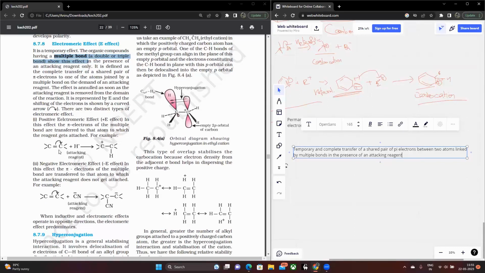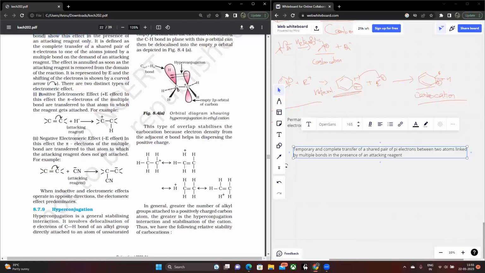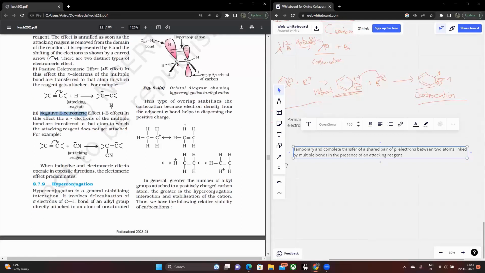If the transfer is to the atom to which the attacking reagent gets attached, then it's positive electromeric. Otherwise, it's negative electromeric. You can also think of it this way: the positive electromeric effect creates a carbocation at the end of the reaction, while the negative electromeric effect creates a carbanion at the end of the attack. This again is an intermediate stage, but you can separate the carbocation and the carbanion out. So this generates a carbocation if it's positive electromeric, and the minus E effect generates a carbanion.